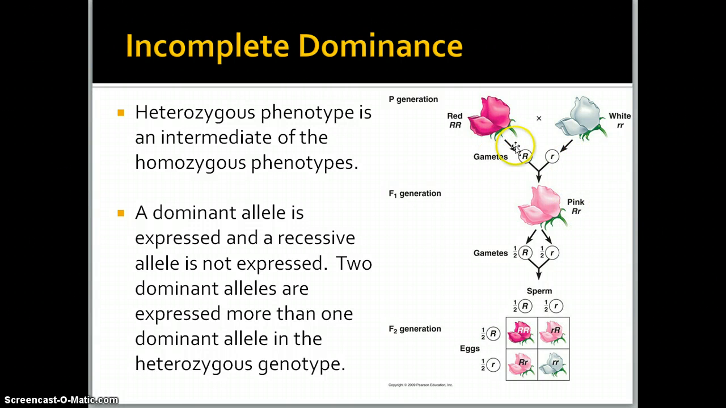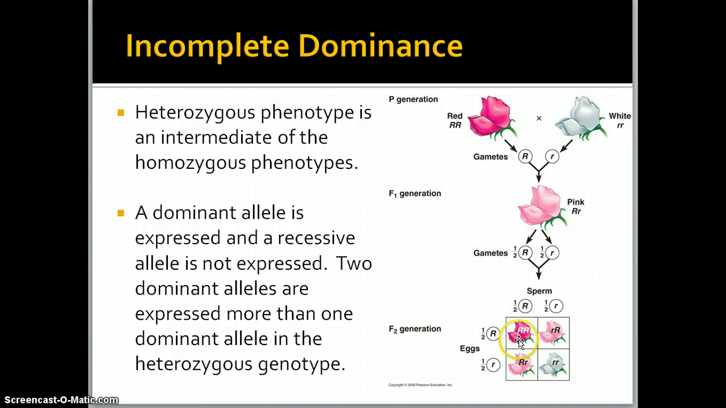If you cross a red plant with a white plant, you get pink. But if you cross two pinks together, two F1s, to get the F2 generation, you're actually going to get a combination of different phenotypes. Each parent, remember, can give big R or little r. So big R, little r from each parent, in the sperm and the eggs.